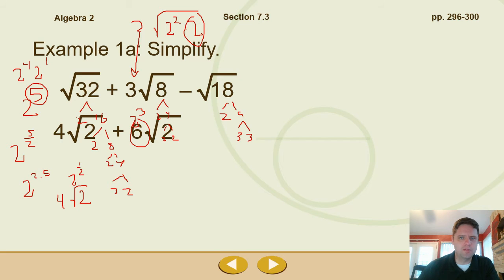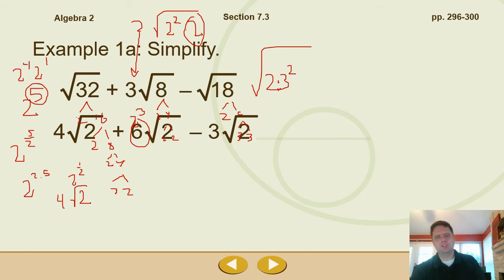And in this last one, we have 2 times 3 times 3. Well, that's like writing 2 times 3 squared, right? 2 times 3 squared underneath the square root. Well, we can take the square root of 3 squared. That's just 3. So we get negative 3 square roots of 2.